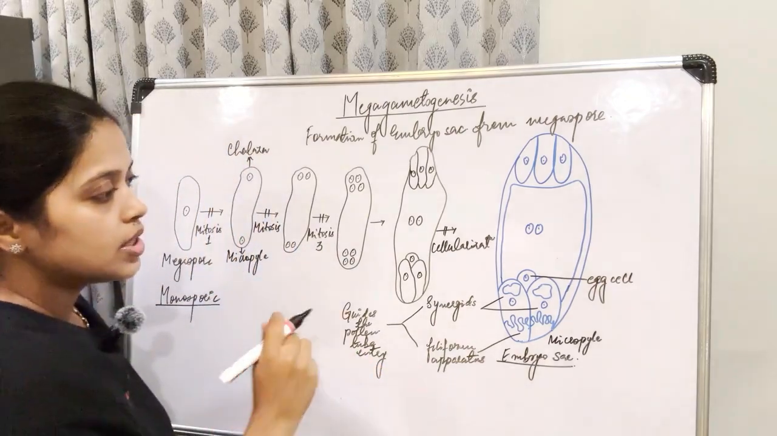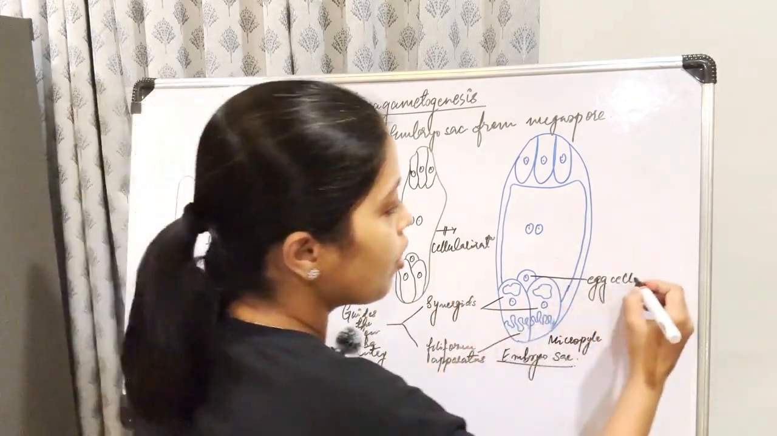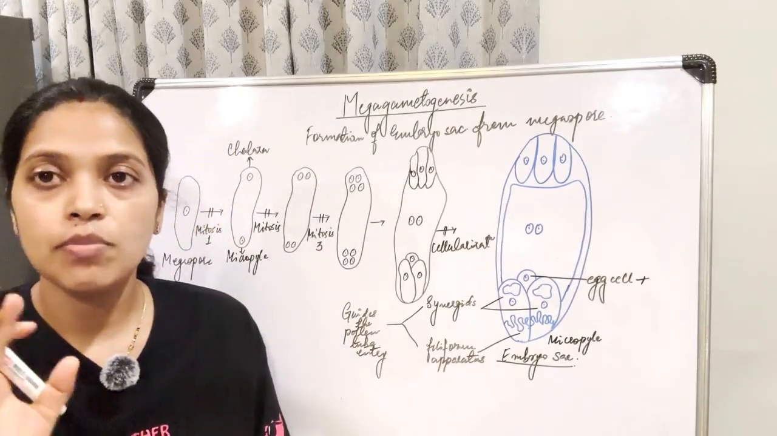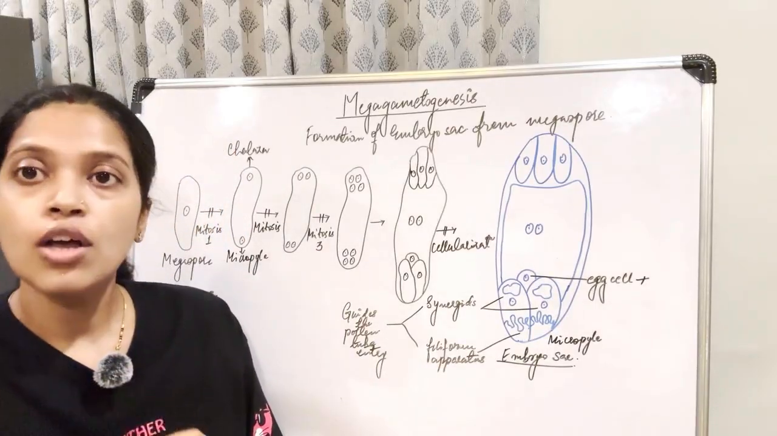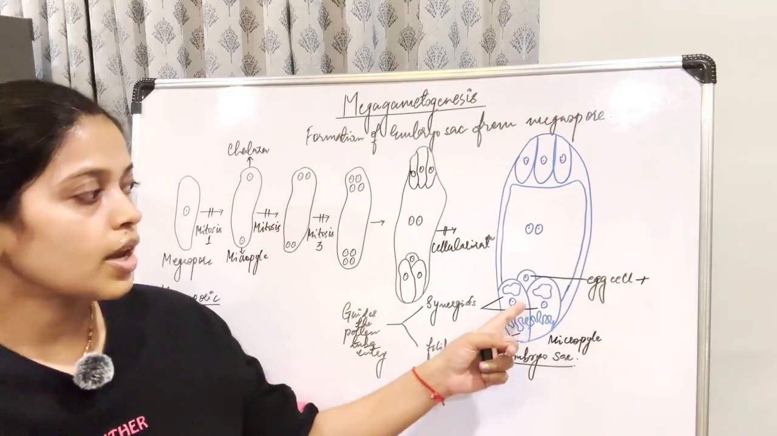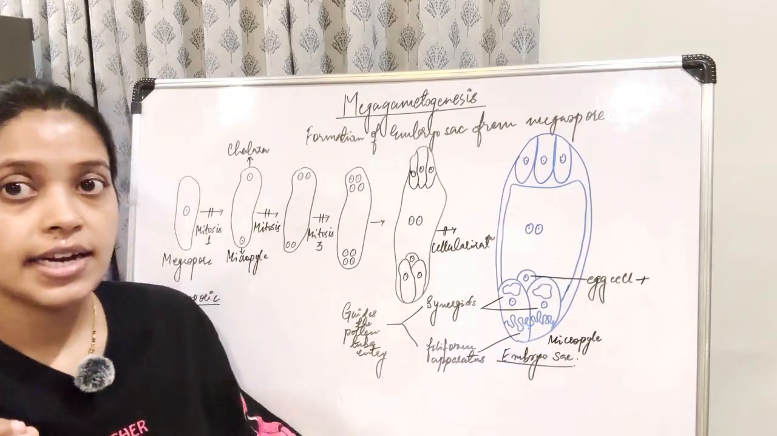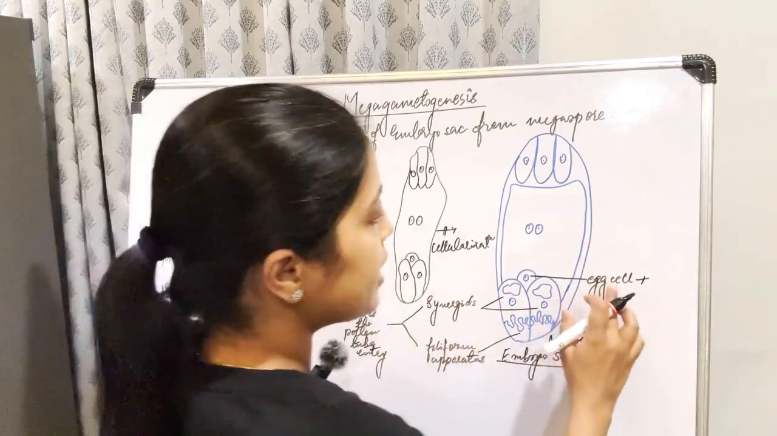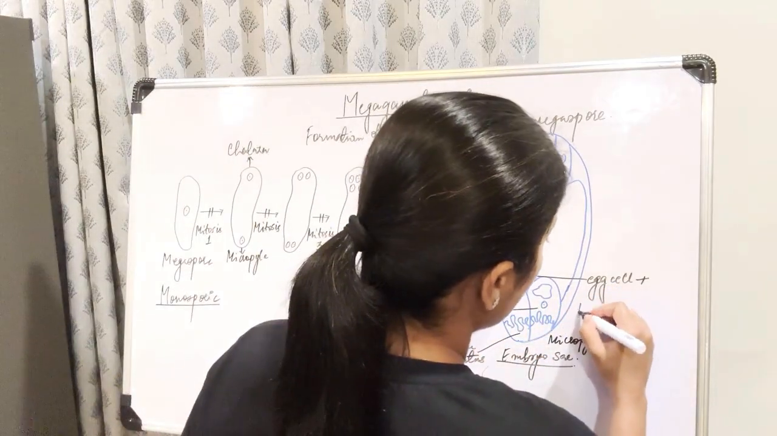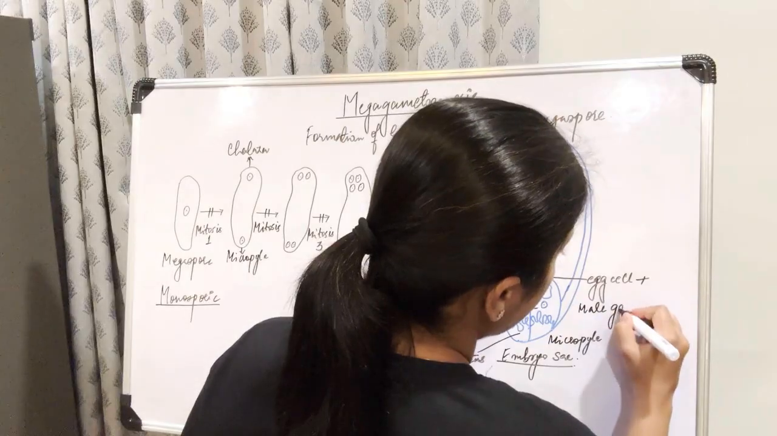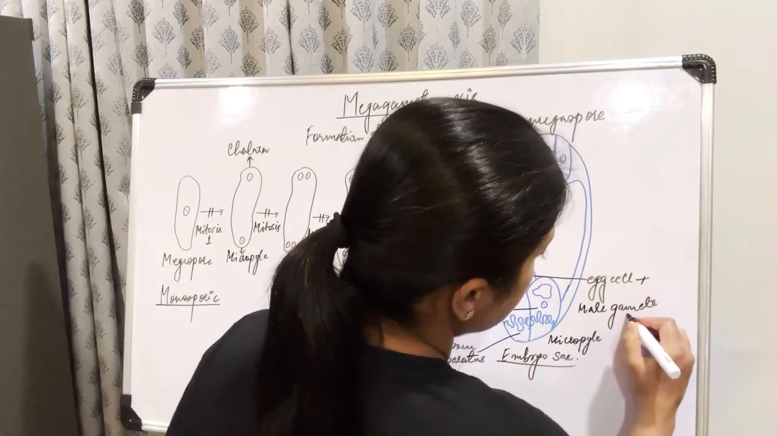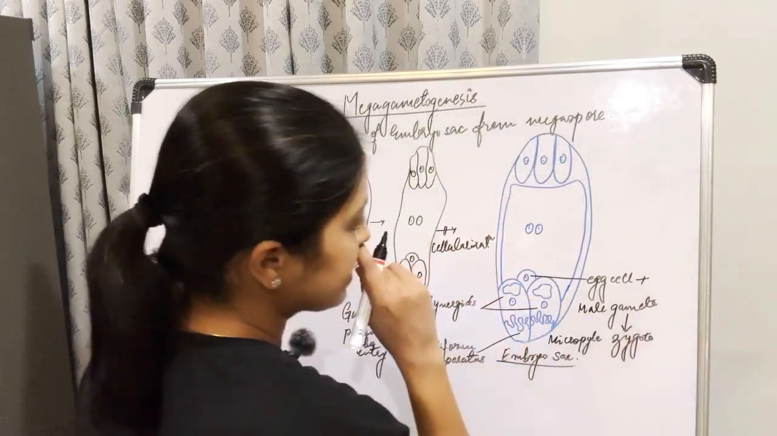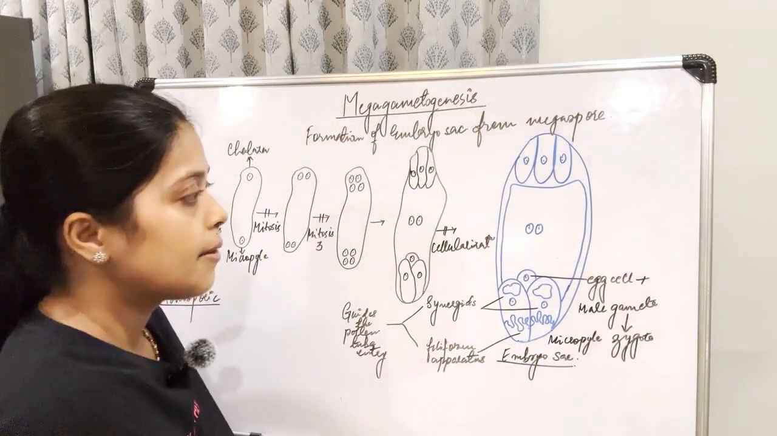Okay, now this egg cell. I told you that in 60% of the angiosperms, the pollen grains are shed at the 2 cell stage. So before here, the generative cell divides and forms 2 male gametes. One of the male gametes fuses with the egg cell and it forms the zygote. Okay, so this is your egg cell.